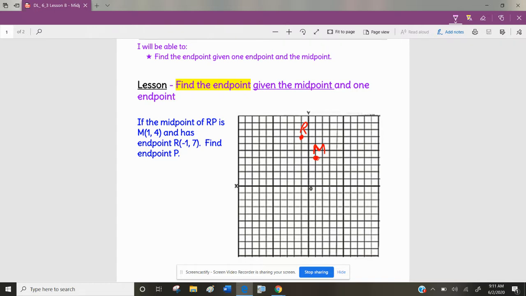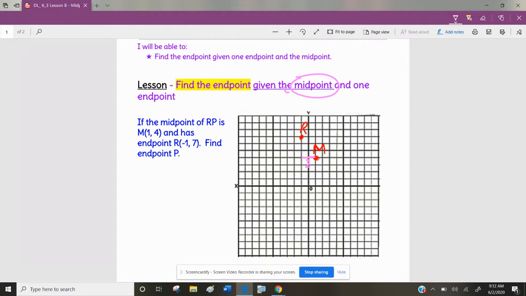So we have a segment RP, and M will be in the middle of that. We know that a midpoint divides a segment into two equal parts or two equal distances. So the distance of R to point M should be the same distance from M to point P. Okay, so M is the midpoint, and if we look at our graph, we know that the horizontal distance from R to M is 2.